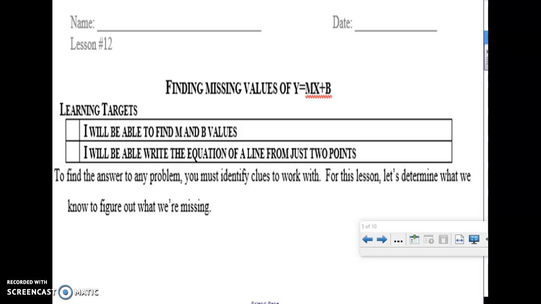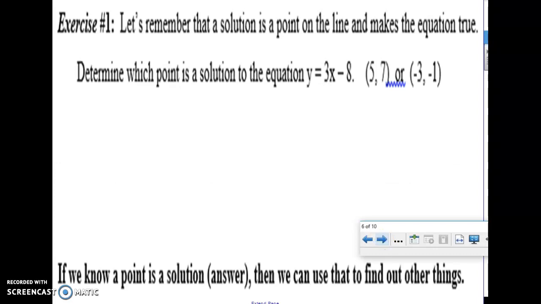Think of this as a mystery in which you're trying to identify clues, in which you're trying to determine what you're missing and what we're trying to solve for, just like Scooby-Doo. So let's first give this some background, all right?